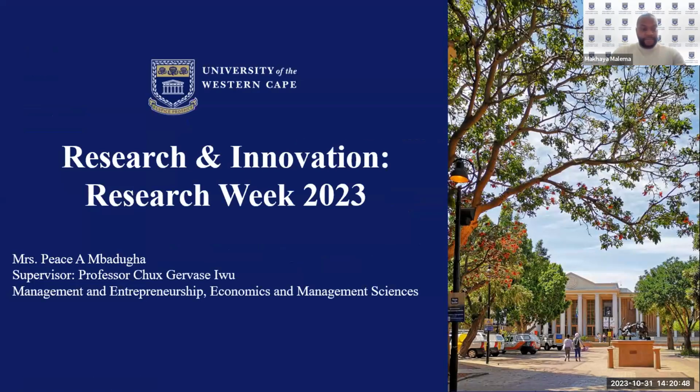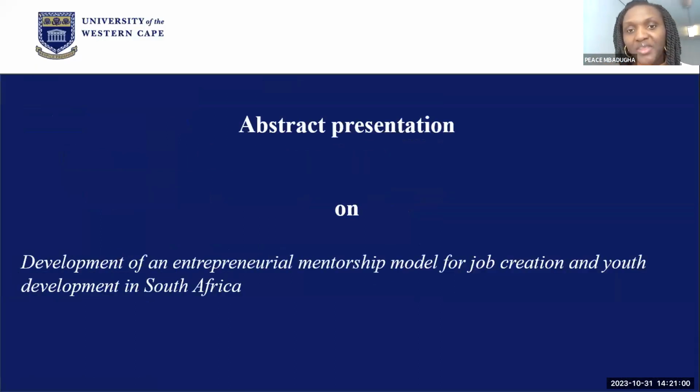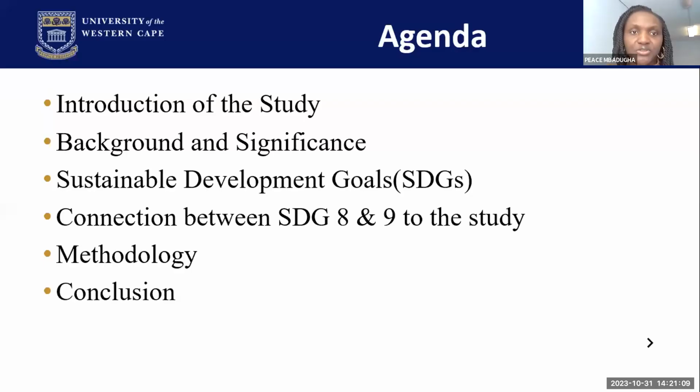Okay. Good afternoon, everyone. Thank you for joining. My name is Peace Amaka Badoha, and the name of my supervisor is Professor Chuks Iwu. So my actual presentation is on the development of an entrepreneurial mentorship model for job creation and youth development. And here is the outline of what I'll be talking about: the introduction of the study, background, significance, sustainable goals, and the connection between SDGs 8 and 9 and the study. Then I'll take you to the methodology and conclusion.